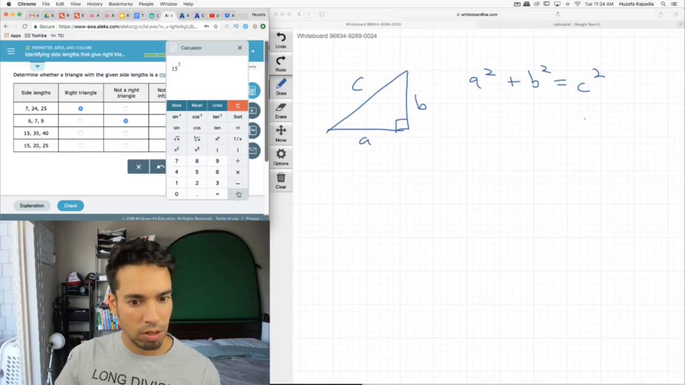15 squared plus 35 squared equals 1450. 40 squared is definitely 1600, so not a right triangle. And then 15, 20, 25. 15 squared plus 20 squared equals 625. 25 squared is 625. It's a right triangle.